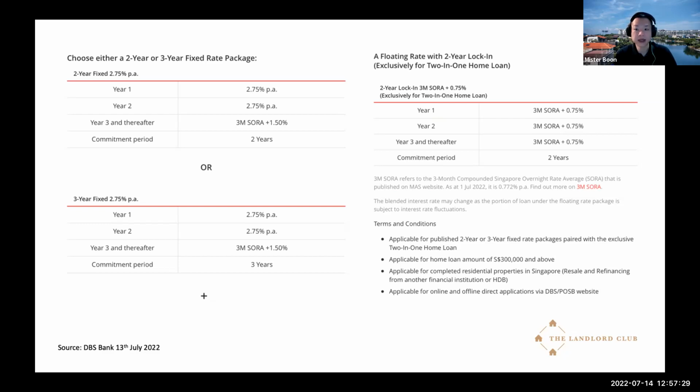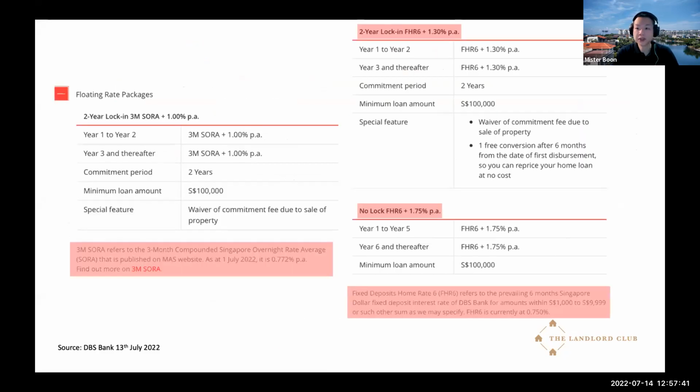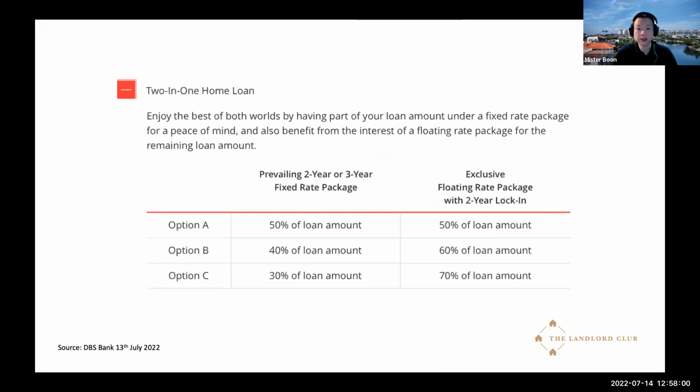So bear in mind, if you are buying a BUC, those new launches, you can only get floating rates. You can't get a fixed rate. For BUC, those buildings under construction, like the new launches, which are very hot now, everyone will need to get this floating rate. So only for completed projects are you able to get a fixed rate and also this 2-in-1 package.